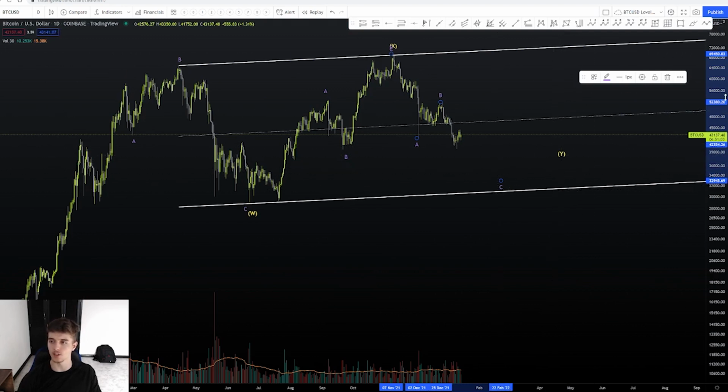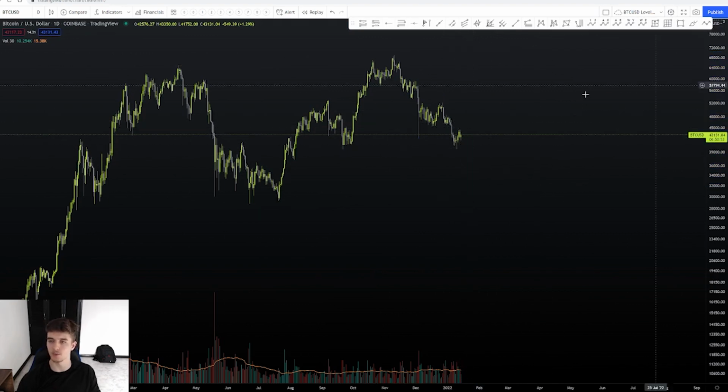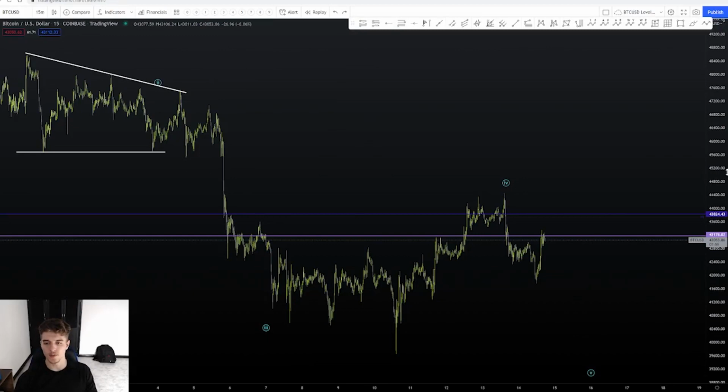So now let's go ahead and zoom in onto the lower time frames to give you guys my perspective on what we're looking at. So let's go ahead and zoom in on the 15-minute chart. All right, so now we're on the 15-minute chart, and one of the first things I'm going to ask myself when I see a move off the lows like this is whether it's a 5-wave impulse.